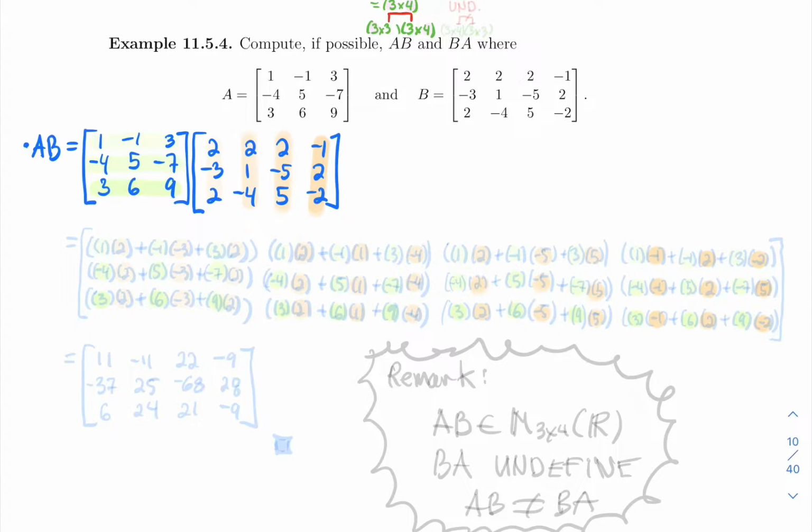Again here, I'm just using the outside numbers. So here 3 and 4. So this is how I get my 3 by 4. So AB is defined. It's going to be a 3 by 4.